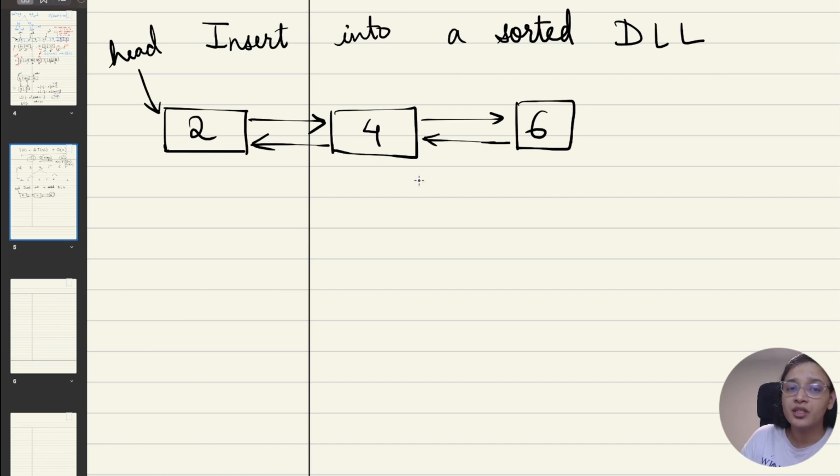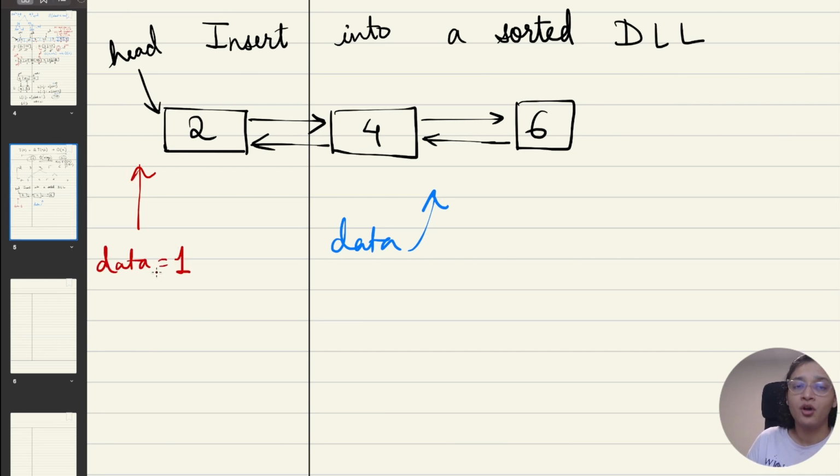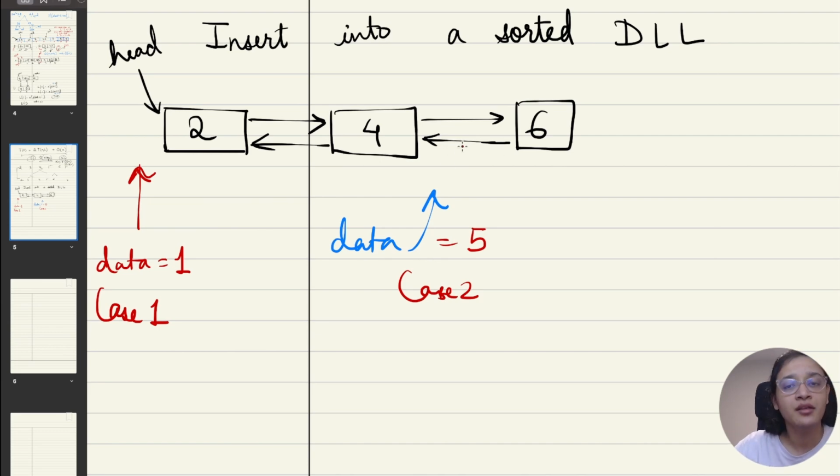If you have to insert any data in this double linked list, tell me what are the scenarios where you can insert the data. You can insert data at the start of a linked list. Is it possible? Yes. If I give you a value equal to 1, or any value which is less than or equal to 2, it will be inserted at the start of the linked list. That is case number 1. Case number 2 would be when you have data which can be inserted in between the linked list. For example, if you have data equal to 5, you will be inserting it between 4 and 6.